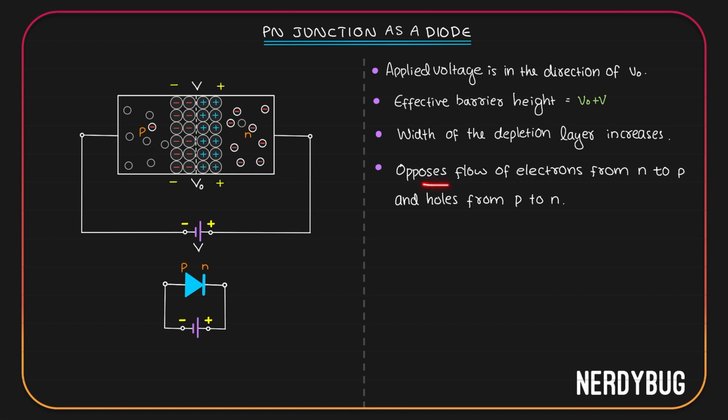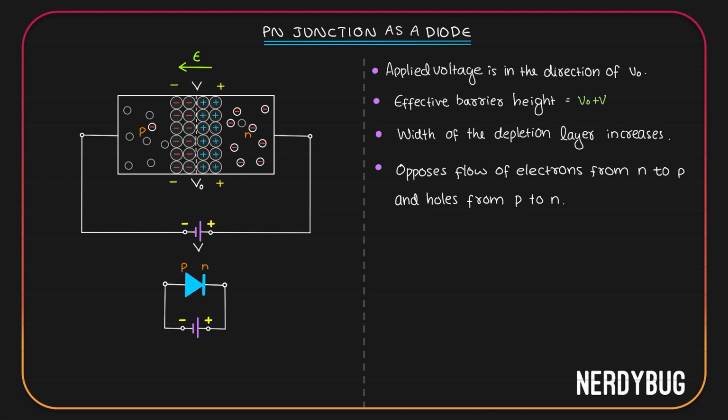Now this is going to oppose the flow of electrons from N to P and the holes from P to N. Now we have a very high potential difference across the depletion region, which means we'll have a strong electric field from the positive side to the negative side. Now we know that in the p side, even though very less in number, we still have electrons. And since they are free, they will keep moving in random motion.